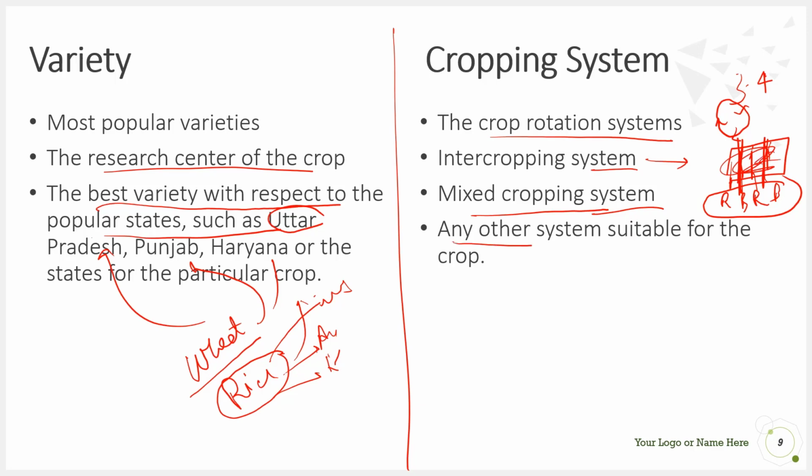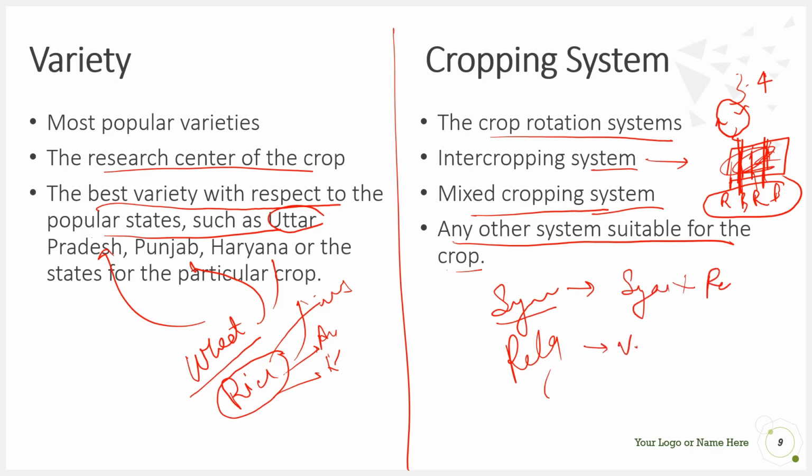Next we have another system suitable for a crop. Then there are various other cropping systems such as synergistic cropping, relay cropping and many others. In synergistic cropping, an example is sugarcane plus potato, and relay has various examples. There will be a video on cropping systems. You can learn more about cropping systems in that video.